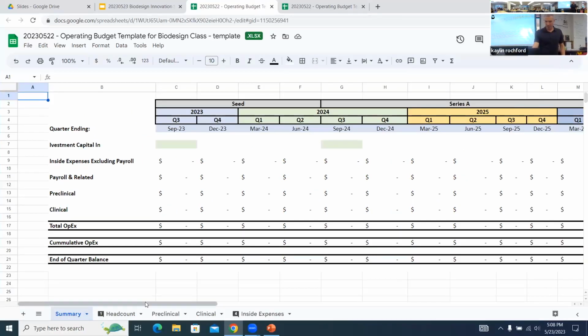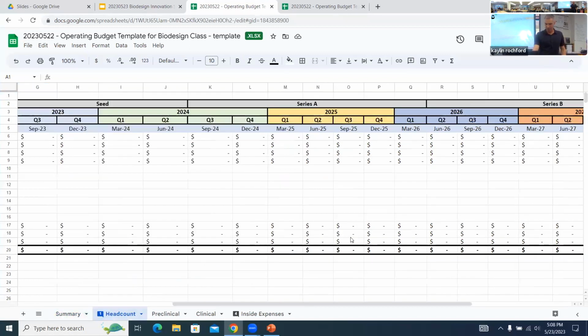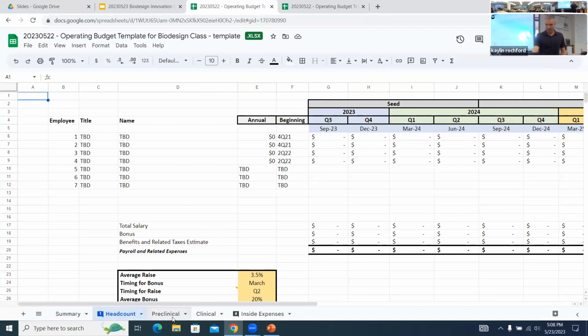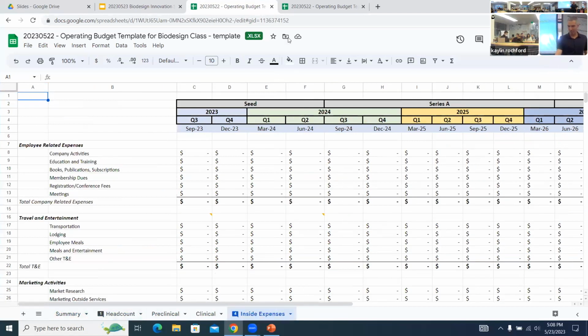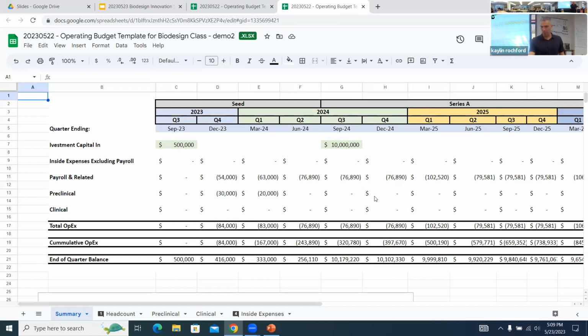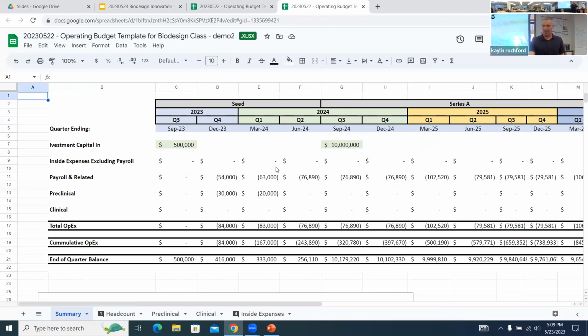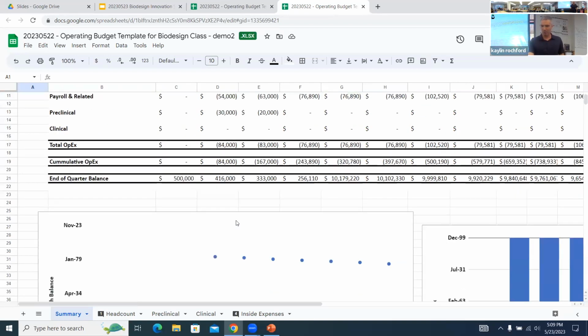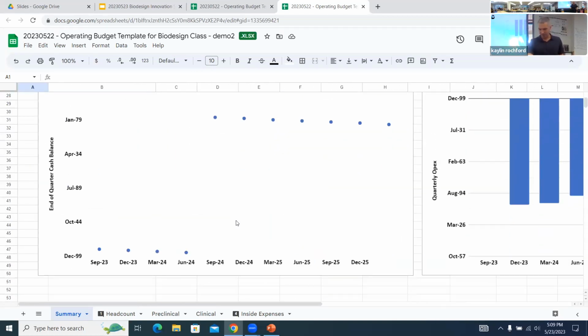Okay, so here's the same template we just showed, and you've got different tabs for things like headcount, preclinical, clinical, and inside expenses. And then I'll go into an example of each of those. And so here's the high level summary. You could just see a lot of the expenses here are payroll, kind of depends on which stage of the company you're in.